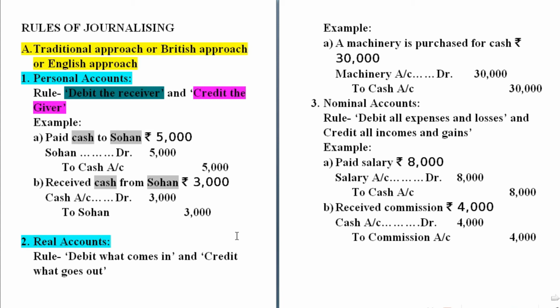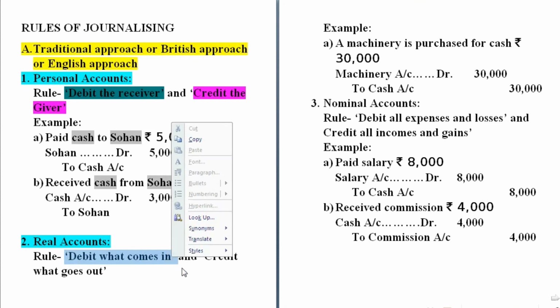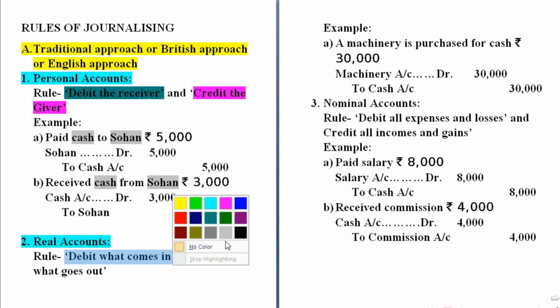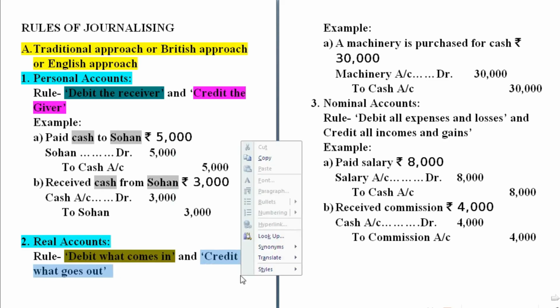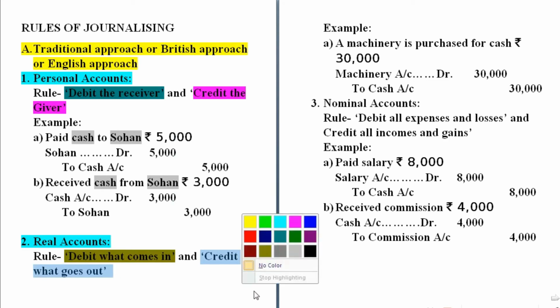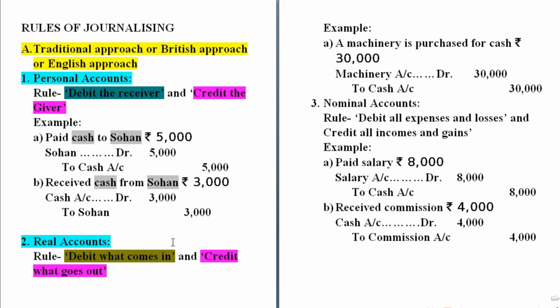So what is real account? Real account is something which can be measured in terms of money and which are the properties of the business. Okay, so here what does the rule say? Debit what comes in. Okay, so here the rule says debit what comes in. Okay, and credit what goes out.